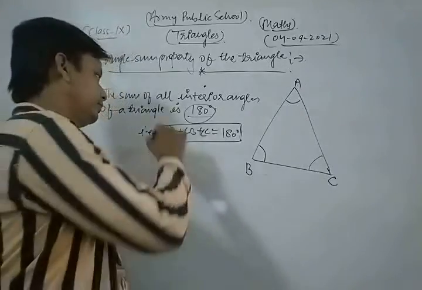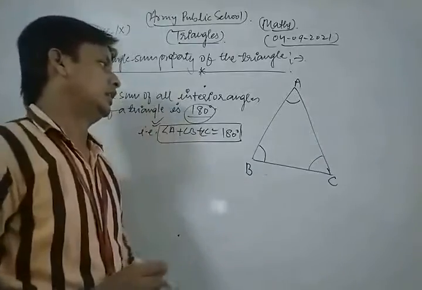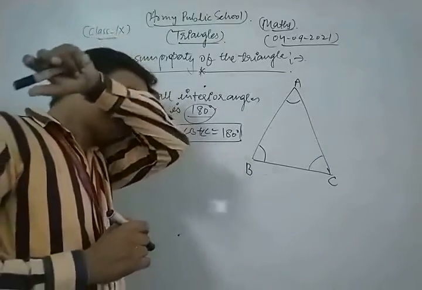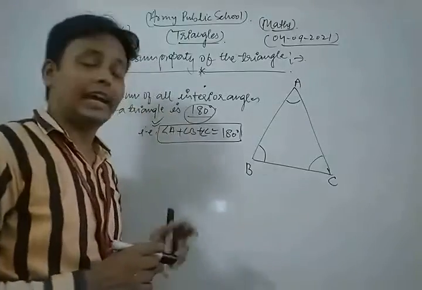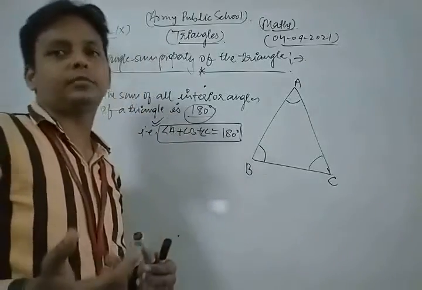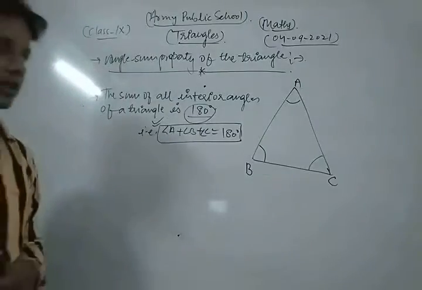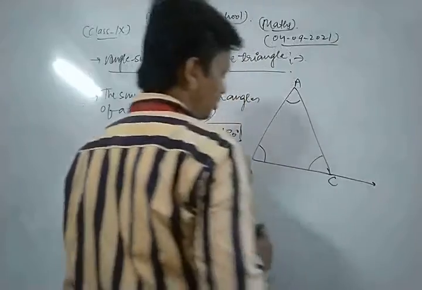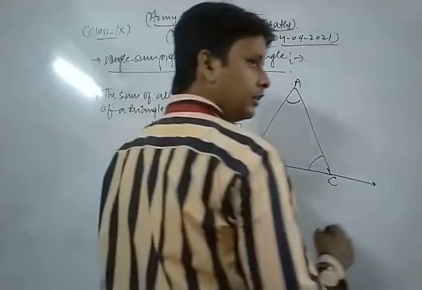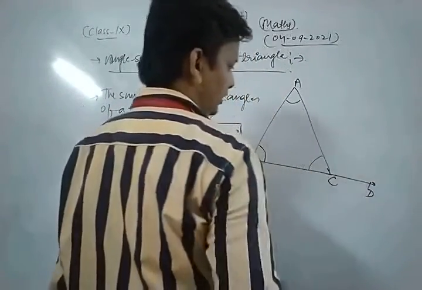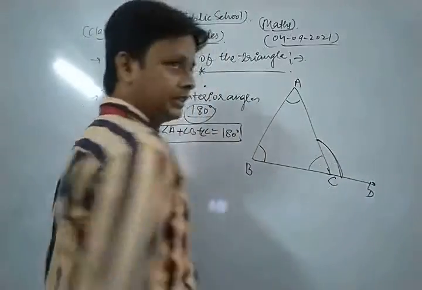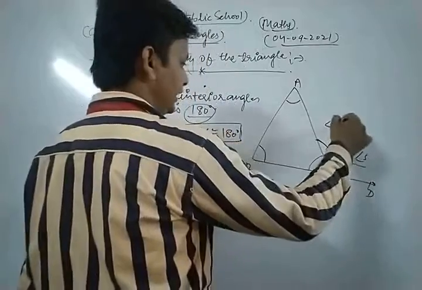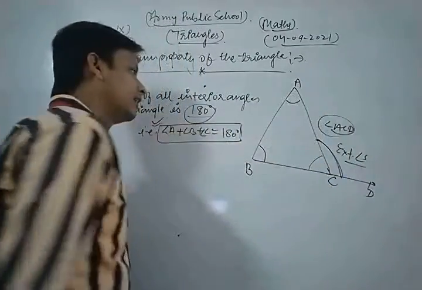Okay. Now another very important theorem, which is the exterior angle property. What is the concept of the exterior angle property, dear friends? Suppose one side of a triangle, BC, is extended to D, then this forms an exterior angle. This is the exterior angle, meaning angle ACD is your exterior angle.